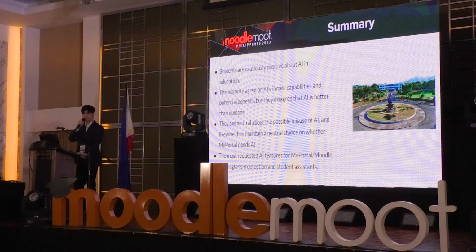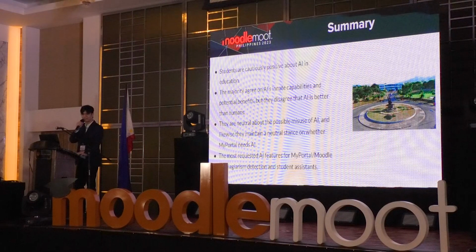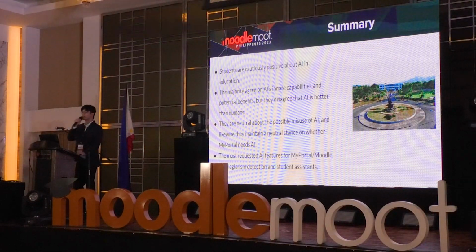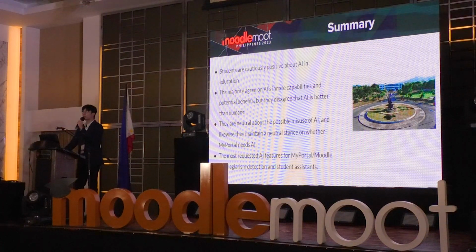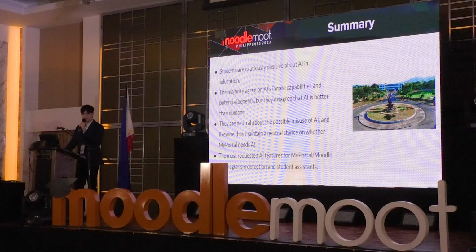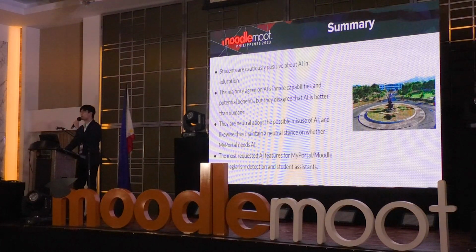Okay, I'm approaching the end of my presentation this afternoon. Summary: students are cautiously positive about AI in education. I already mentioned that the majority positively agree on AI's potential benefits, but disagree that AI is better than humans. They are also neutral about the possible misuse and likewise maintain a neutral stand on whether UPOU My Portal needs AI. And the most requested AI features would possibly be plagiarism detection and study assistance.